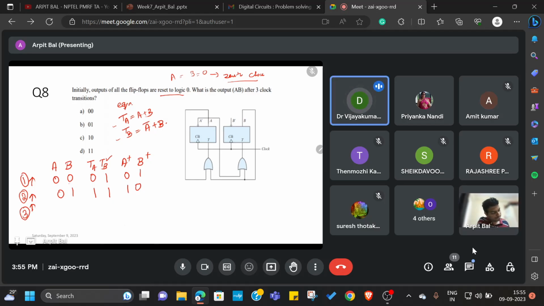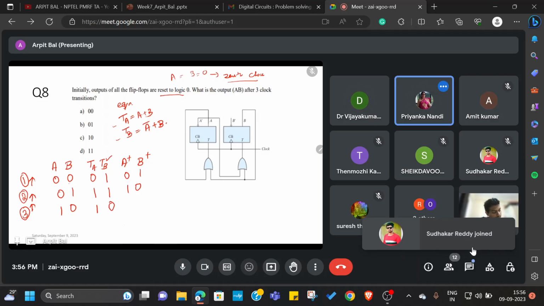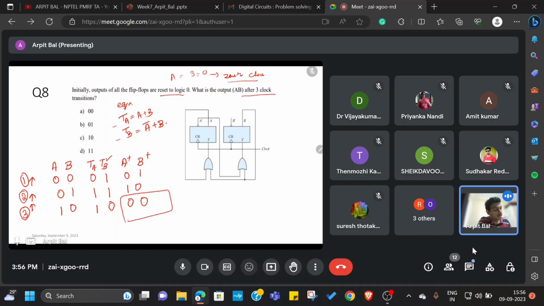Again, A and B are 1 0. Correct. Then TA is 1. TB is 0. Okay. So A plus and B plus are 0 0. Correct. Okay. So this is our required answer, because it is asked that after 3 clock transitions, what is the output? After the 3 clock transitions, 0 0 is the answer. So option A is correct.